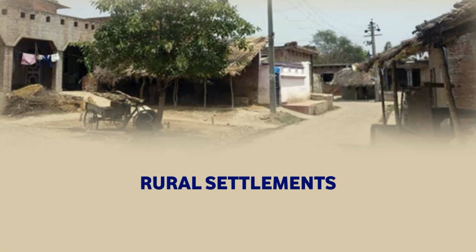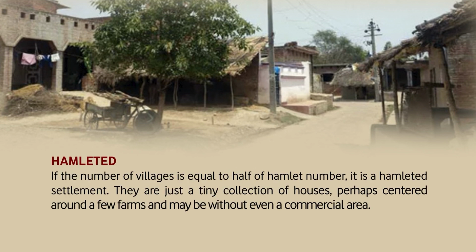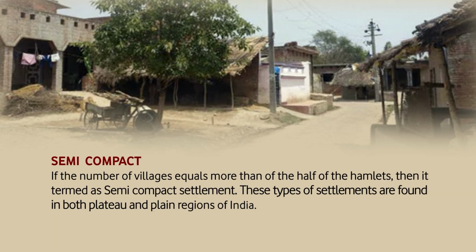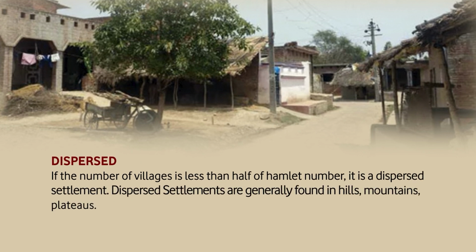Now, there are various types of rural settlements. It could be a hamleted settlement, which is just a tiny collection of houses. It could be a compact settlement where the dwellings are concentrated in one central site. Semi-compact, where the number of villages equals more than half of the hamlets. Then dispersed rural settlements, if the number of villages is less than half the hamlet number.